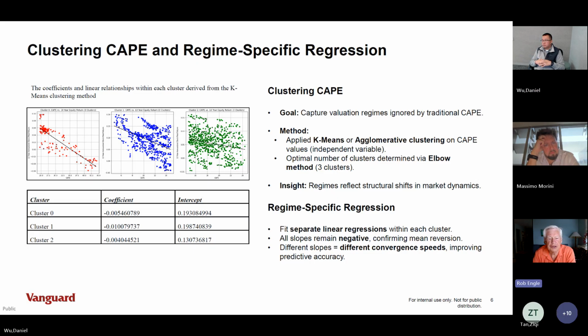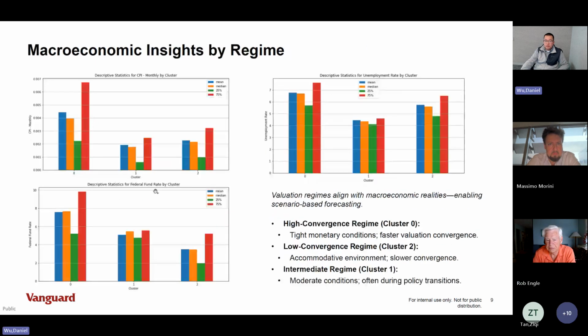So these clusters could be defined in terms of macro variables then. Yes, exactly. That's why we want to make a connection there. And so what are the macro variables that give you fast mean reversion versus slow mean reversion? Here is what we found. What you mentioned is more about whether we can use macro variables to predict which regime we are in. But here it is more descriptive.